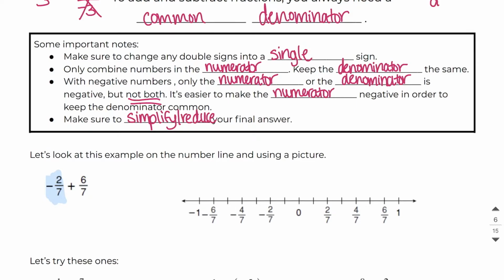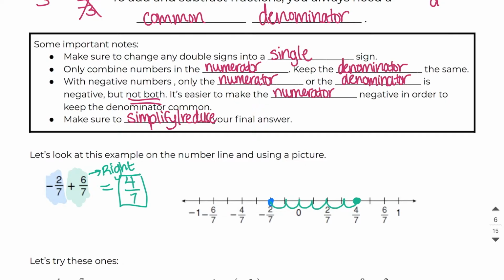So I'm going to start right here. And then this is saying that I'm going to add 6/7. So since I'm adding 6/7, that means that I'm going to go to the right. So I'm going to go 6/7 to the right. 1/7, 2/7, 3/7, 4/7, 5/7, 6/7. And if you notice, I end up at a positive 4/7. So 4/7 is my answer here.